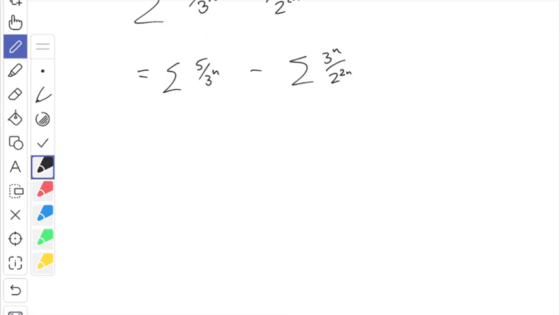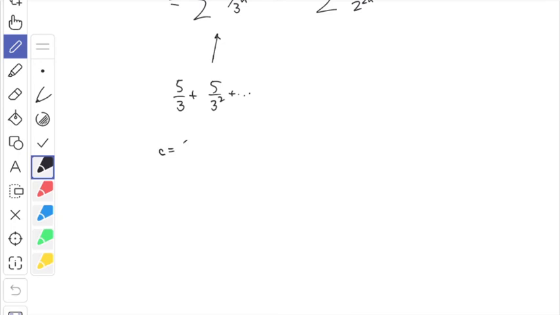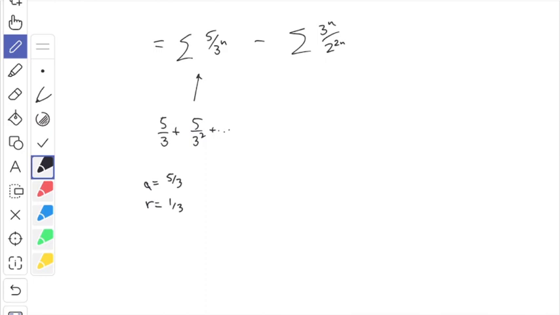These are each geometric series now. And so this one I can say is 5 over 3 plus 5 over 3 squared, and so on. Just like we did at the beginning of class, right? Here the a is 5/3, and the r is 5 over 3 squared divided by 5 over 3. That ends up being 1/3. And so this part is going to be a over 1 minus r. It's 5/3 over 1 minus 1/3, which is 5/3 over 2/3, which is 5/2. All right, so that's the value of the first part.